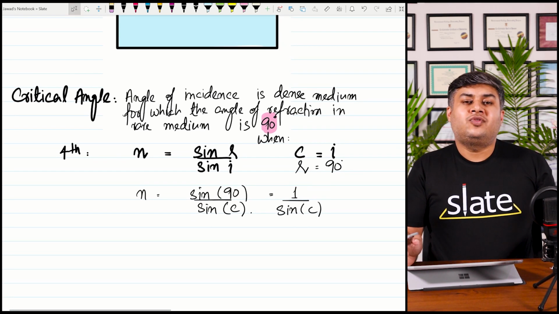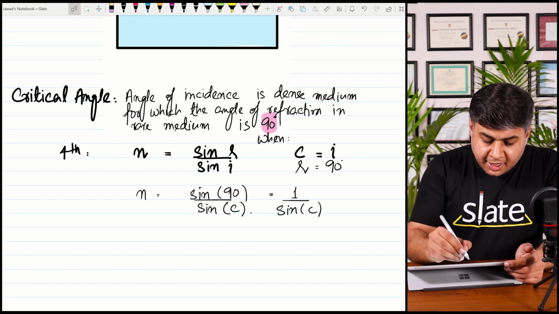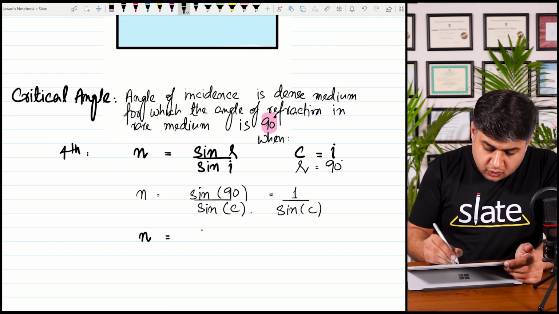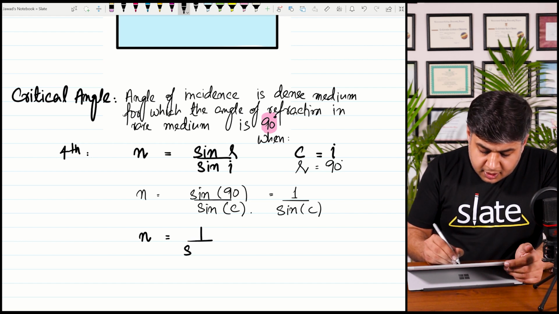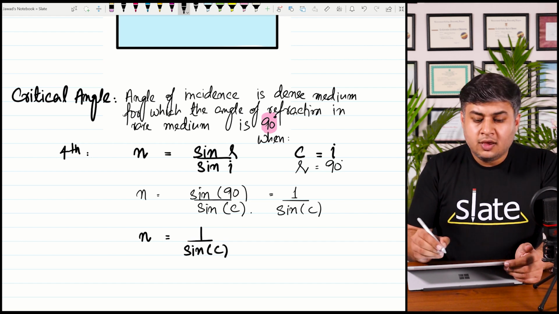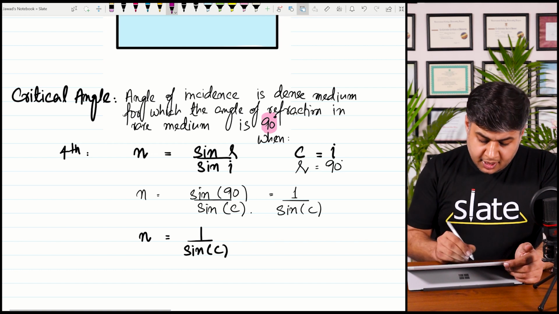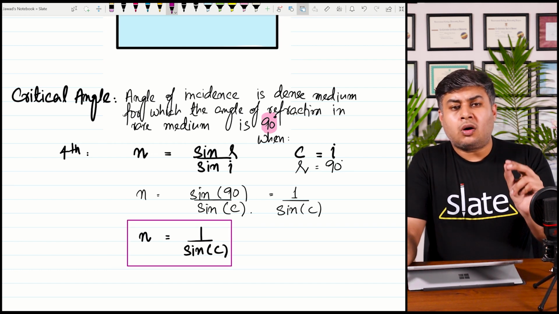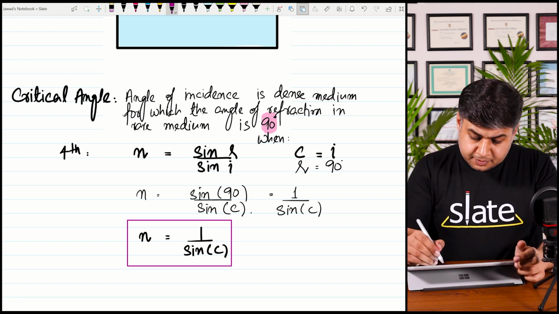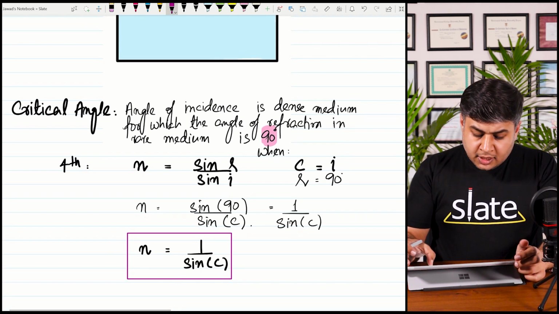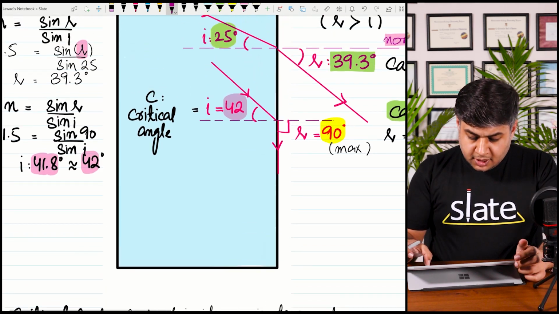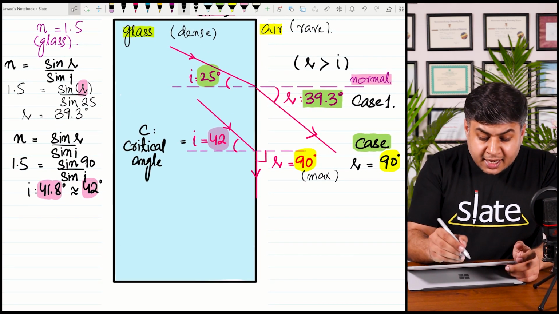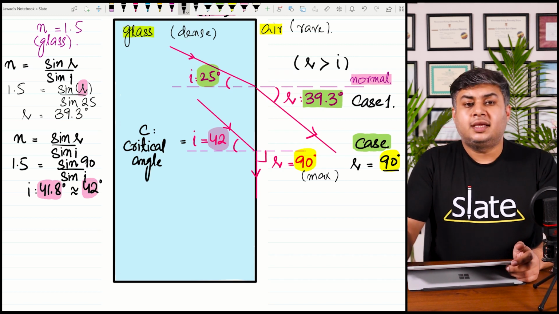So here you have the fourth formula of refractive index, which is: refractive index is equal to 1 divided by sine of c, where c is the value of the critical angle. So at this point we are done with all four formulas of refractive index. Coming back to this diagram, in case 2 you saw that your ray is being refracted at an angle of 90 degrees.